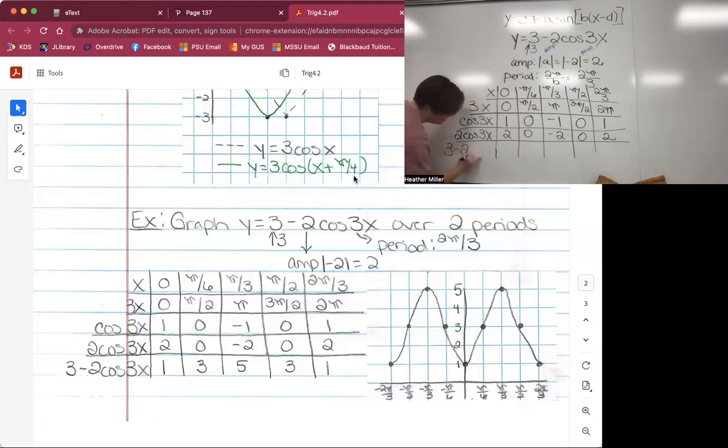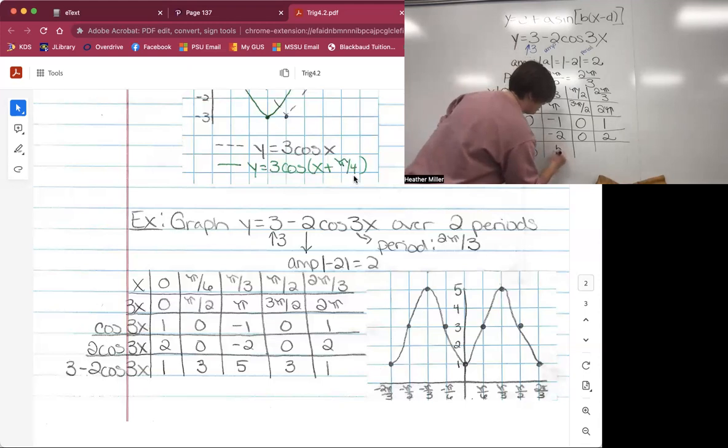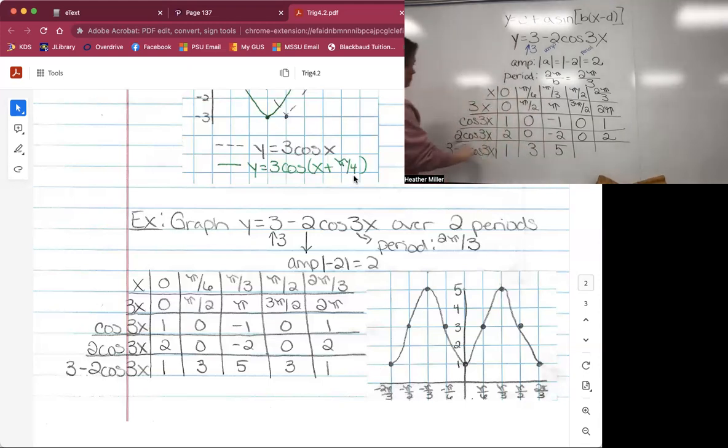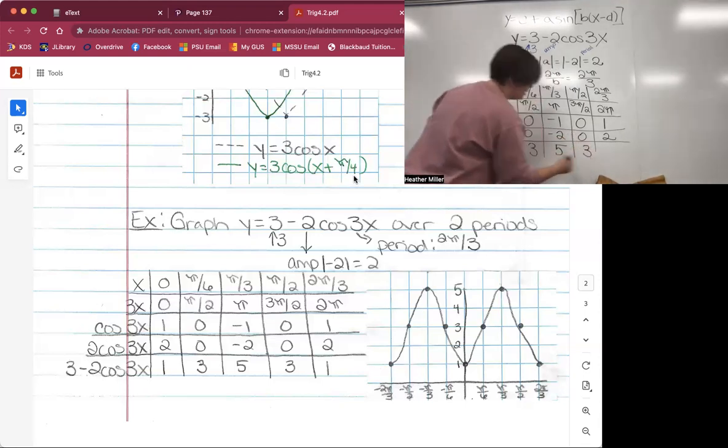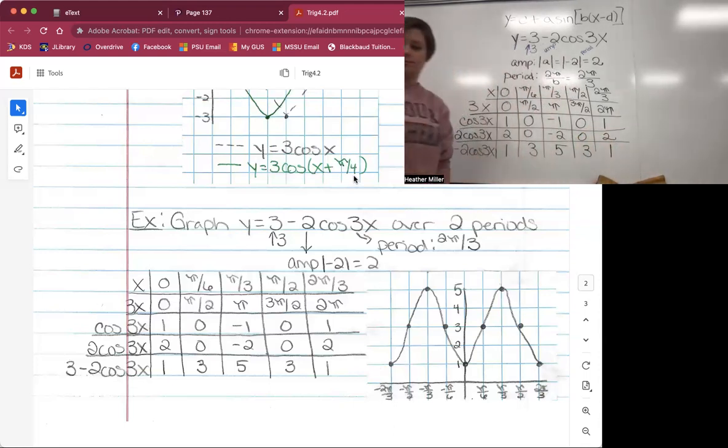So 3 minus 2 cosine 3x. So I take 3 minus this spot. So 3 minus 2 is 1. 3 minus 0 is 3. 3 minus a -2, that'd be 3 plus 2, which is 5. 3 minus 0 is 3. 3 minus 2 is 1.